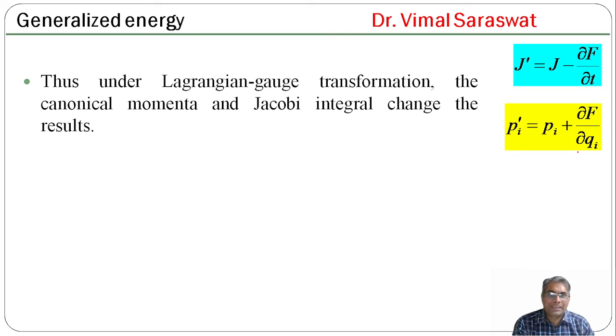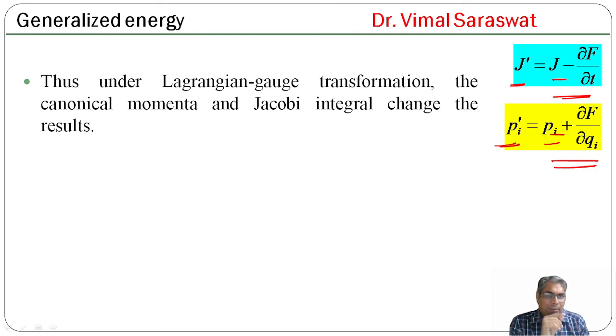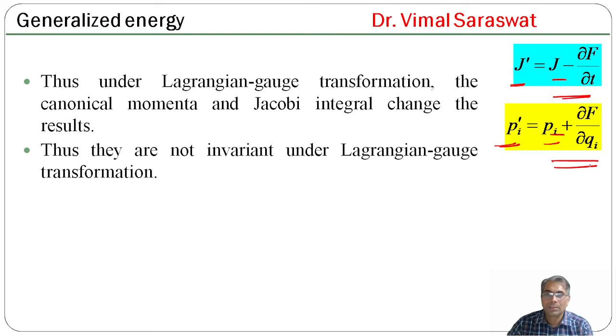Thus, under Lagrangian gauge transformation, the canonical momenta and Jacobi integral change the result. It means they are not invariant. So J is not equal to J dash, and Pi is not equal to Pi dash. Thus, they are not invariant under Lagrangian gauge transformation.